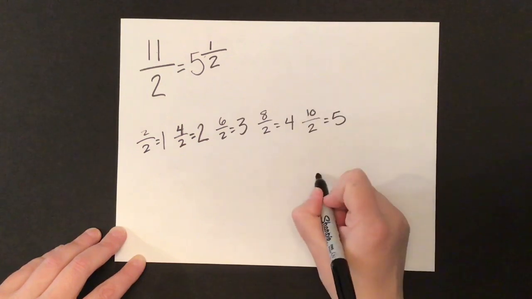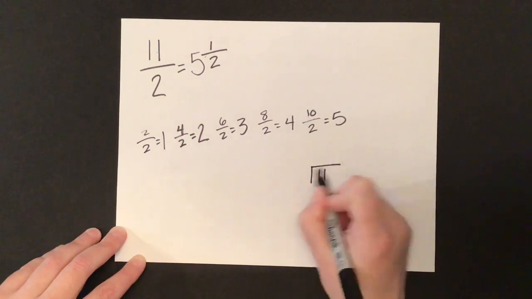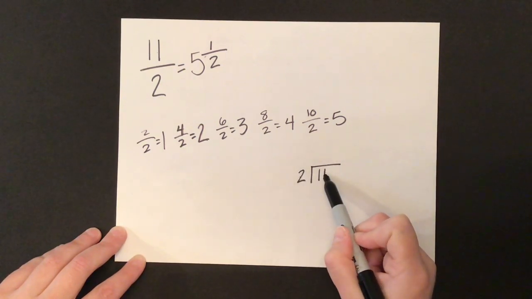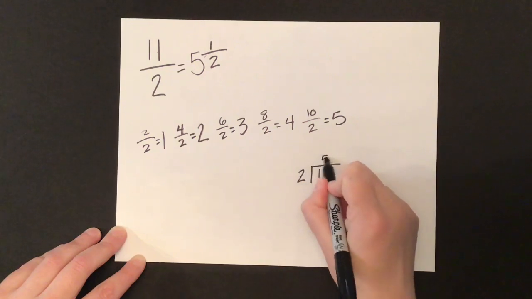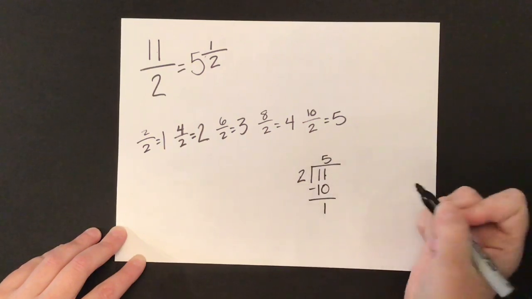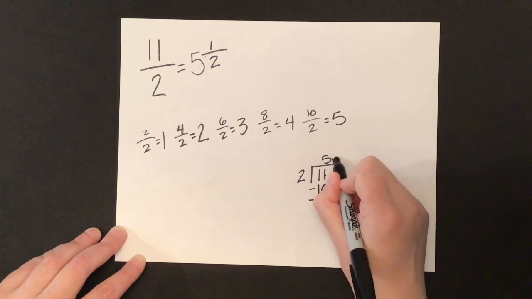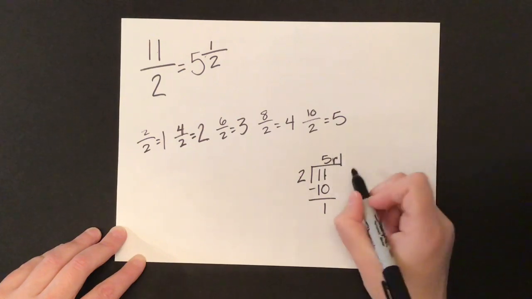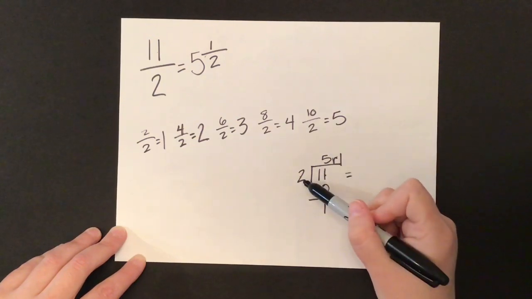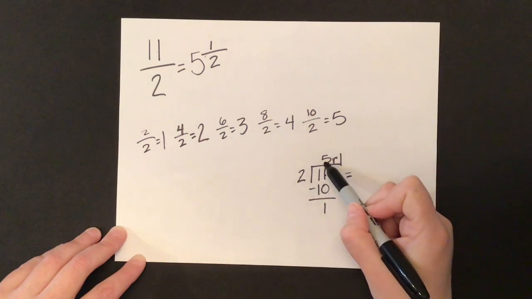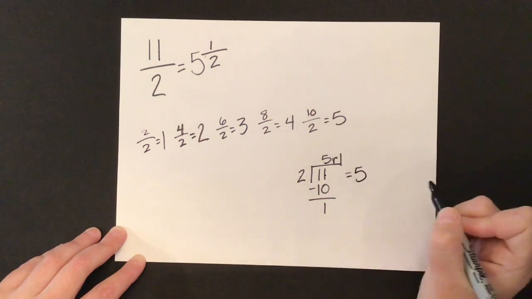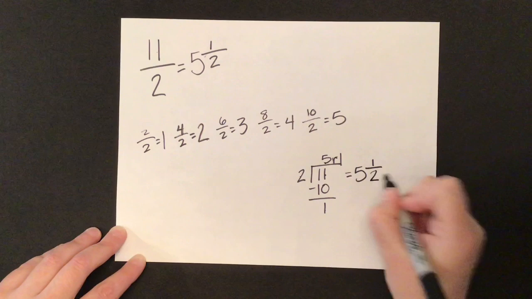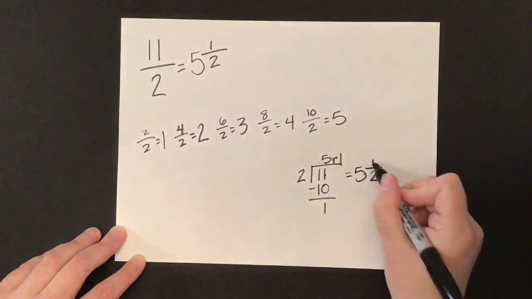If you want to use division and solve it that way, you can think 2 times what is close to 11? So 2 times 5. We can subtract and we get 1. We get 5 remainder 1. And then you have to think about what that means. It means that you had enough pieces that you were able to make 5 groups. So you were able to make 5 wholes. There was 1 piece left over, and then of course the size of the piece are halves. So we have 5 and 1/2.